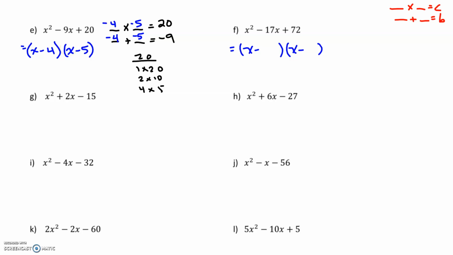All right, let's think about what factors we need. So it's going to be what times what equals 72, and what plus what equals negative 17. Okay, my video is at 14 minutes. I'm going to pause it here, and I'll come back to finish the question in the next video.